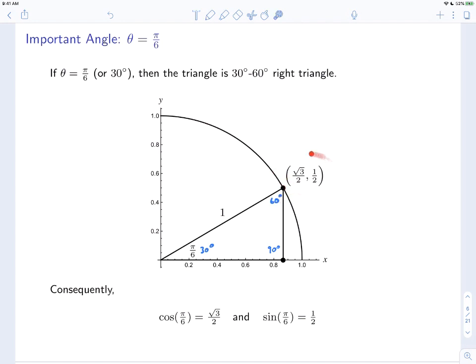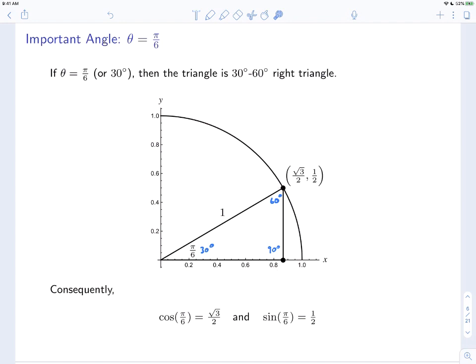In fact, we can show that the x-coordinate is the square root of 3 over 2, and the y-coordinate is 1/2. So that tells us that since cosine of pi over 6 is the x-coordinate, cosine of pi over 6 is the square root of 3 over 2. And since sine will give us the y-coordinate, sine of pi over 6 is 1/2. This length right here, that's sine of theta. In this case, theta is equal to pi over 6.